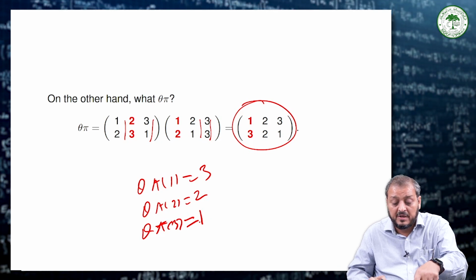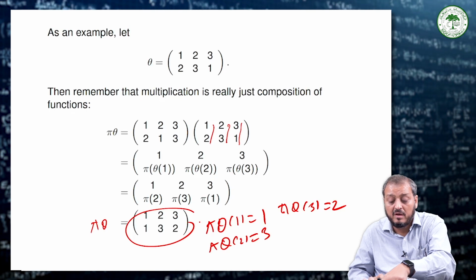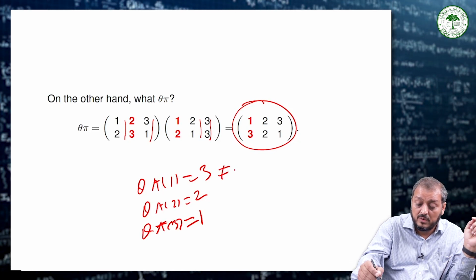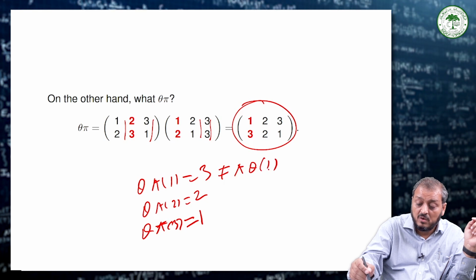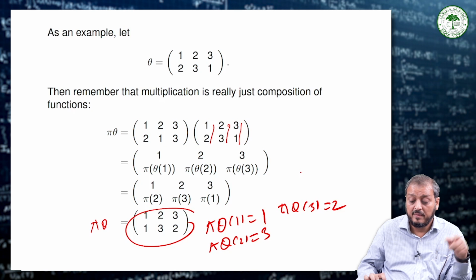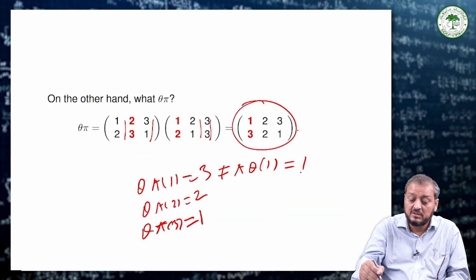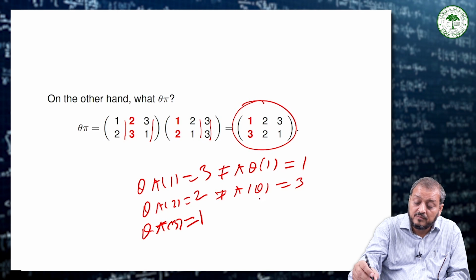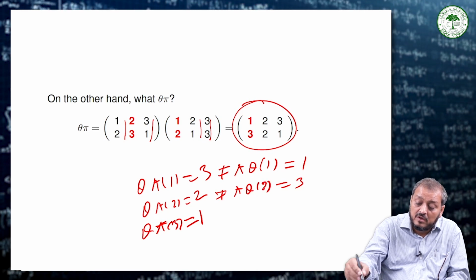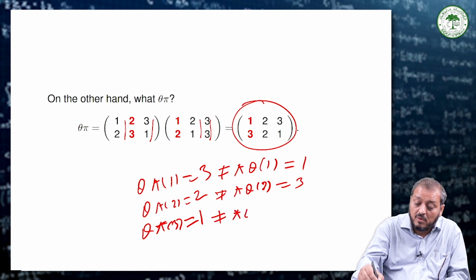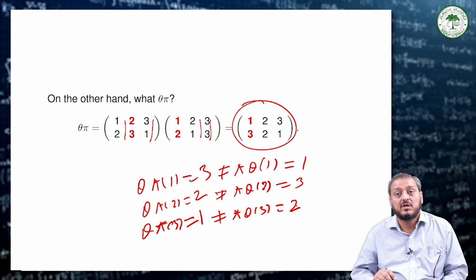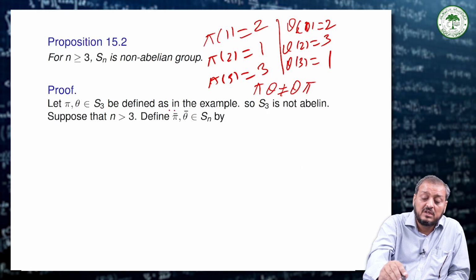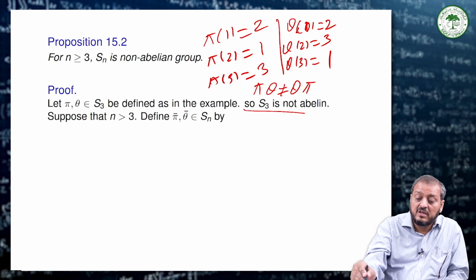So theta pi 1 is 3, but here pi theta 1 is equal to 1. This is clearly not equal. Similarly for the others, theta pi 2 is not equal to pi theta 2, and theta pi 3 is not equal to pi theta 3. So for S3, we can show that theta and pi are elements of S3, defined in this example, and S3 is non-abelian.